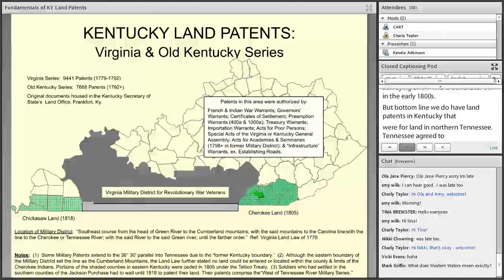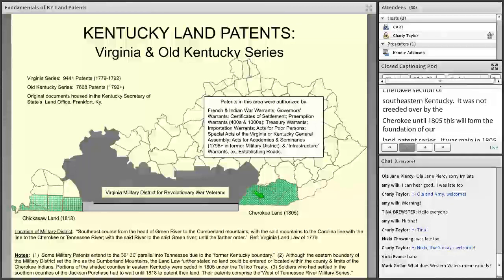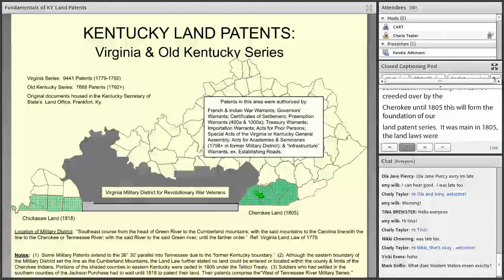The other Native American area was the Cherokee section of southeastern Kentucky. It was not ceded over by the Cherokee until 1805. This will form the foundation of our Tellico land patent series. The cession was made in 1805. The land laws were written pertaining to that area in 1810. Under this, you could not buy a warrant that would proceed with the patenting process unless you were white. This is the only patent series that I see that had that provision. I think it was to discourage the Native Americans from buying back their own land, but that's just speculation on my part.